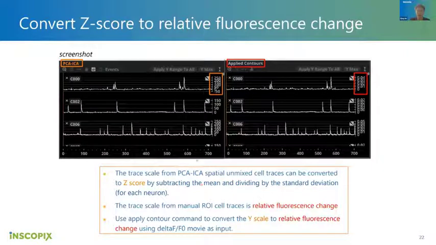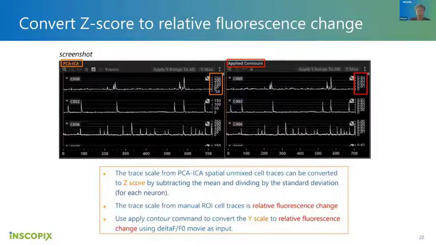I think CNMF-E can also do the same thing, since the trace might be deconvolved like a spike rate, and then it may not be accurate, or maybe some people just don't like the spike rate, and they can use a similar conversion to the Z-score.